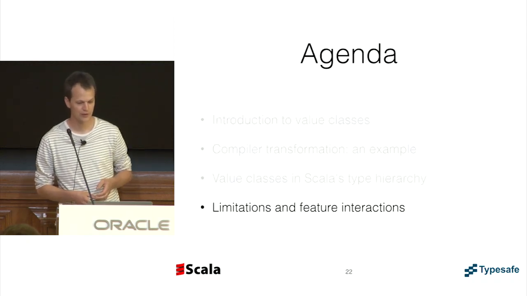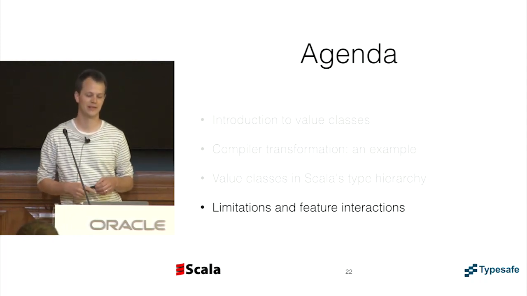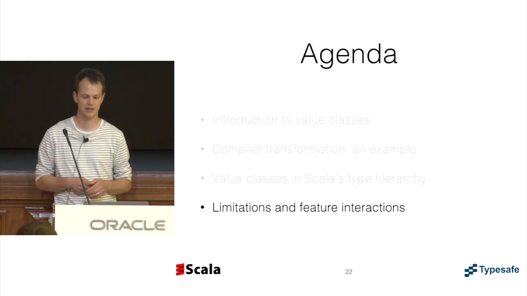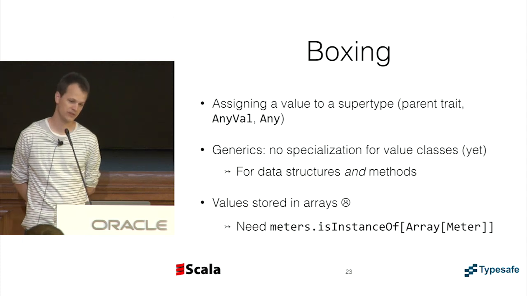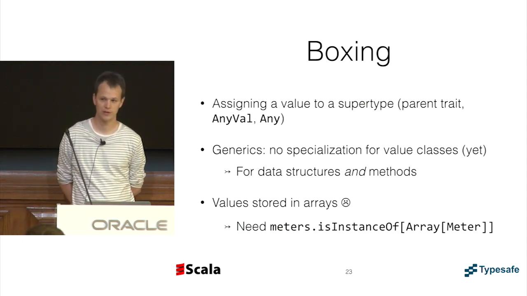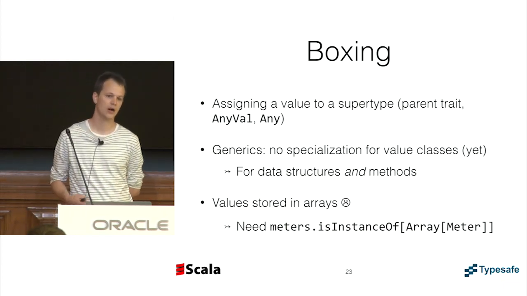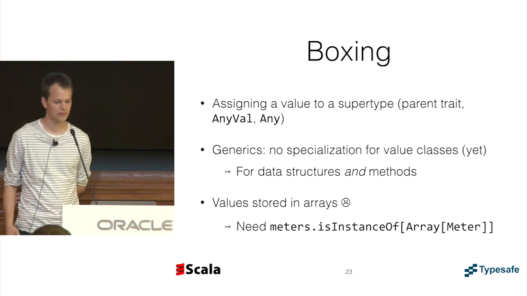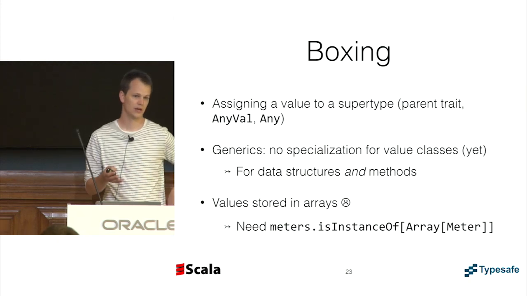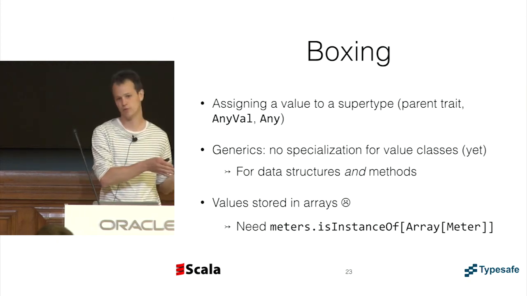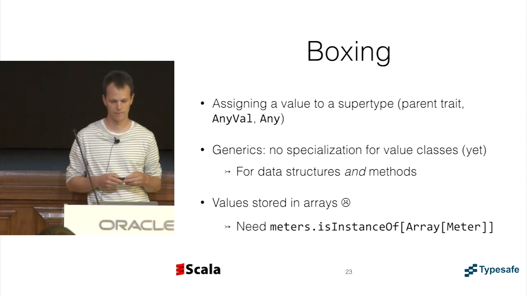All right. So for the rest of the talk, I'm going to go through a few examples of what we cannot do and how things work in practice. So the first important topic is boxing. There are a number of situations in which values of value classes are automatically boxed. This happens whenever you assign a value to one of its supertypes. So if you assign an instance of a value class to a universal trait, or to AnyVal, or to Any, the instance is boxed. Okay.